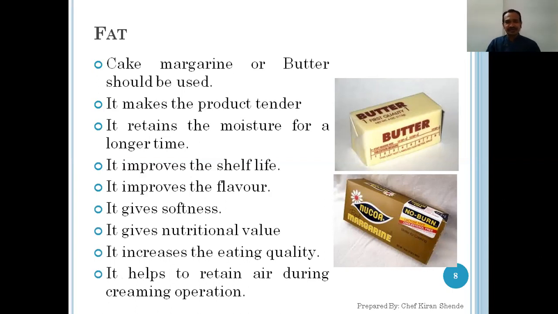Most importantly, all these fats have a capacity to hold air during the creaming operation. So that is how, because of the methods which we are going to discuss in the forthcoming slides, your cake becomes light and fluffy.